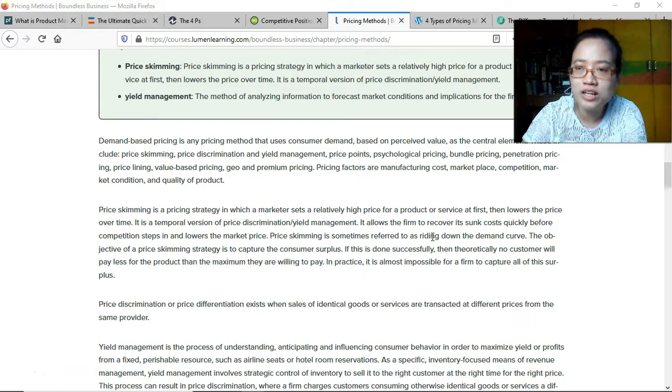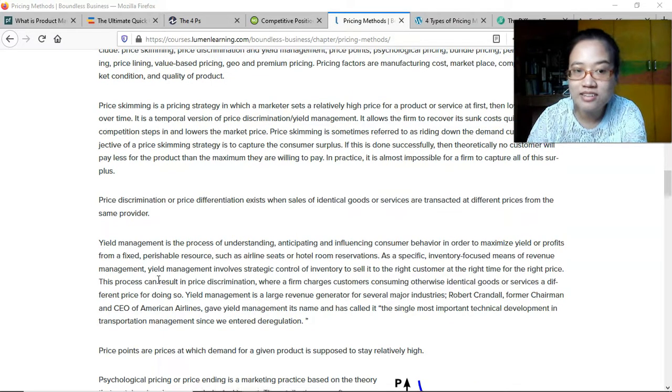Okay, but they can do that normally if it's the first of its kind and they're introducing it and there is a real need for the product and people are willing to buy it at any price, right? Price skimming is sometimes referred to as riding down the demand curve. The objective of a price skimming strategy is to capture the consumer surplus. If this is done successfully, then theoretically no customer will pay less for the product than the maximum they are willing to pay. In practice, it is almost impossible for a firm to capture all of this surplus, right?